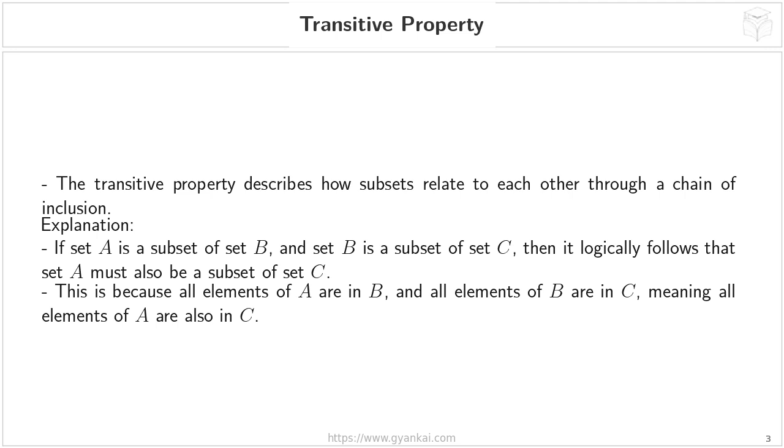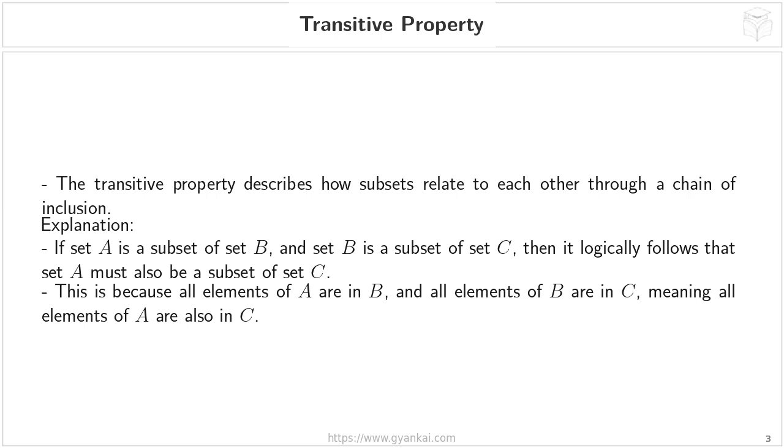Let's break down the explanation. It says, if set A is a subset of set B, and set B is a subset of set C, then it logically follows that set A must also be a subset of set C. Now, remember what it means for one set to be a subset of another. It means every element in the first set is also an element in the second set. So, if A is a subset of B, all of A's elements are in B, and if B is a subset of C, all of B's elements are in C.